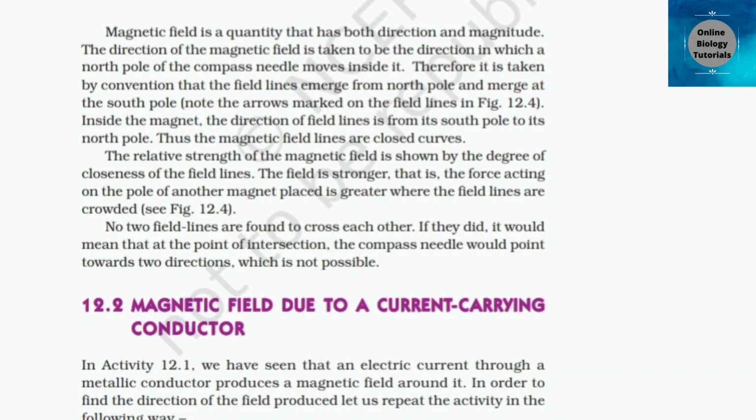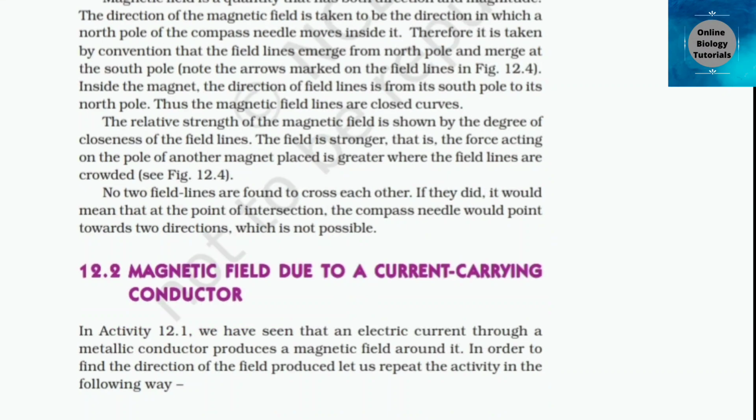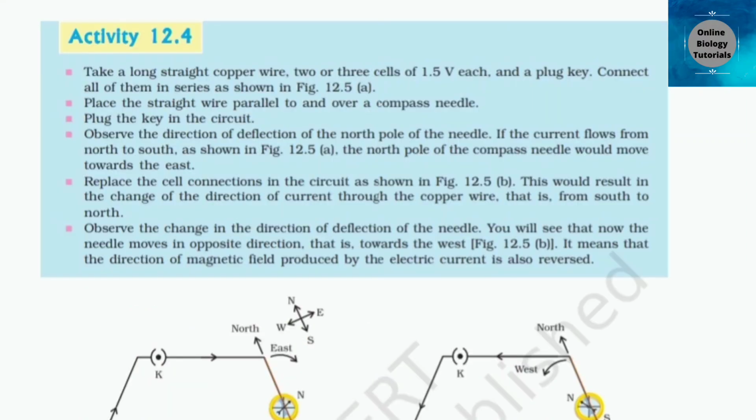12.2 Magnetic field due to a current-carrying conductor. In Activity 12.1, we have seen that an electric current through a metallic conductor produces a magnetic field around it. In order to find the direction of the field produced, let us repeat the activity in the following way. Activity 12.4. Take a long straight copper wire, 2 or 3 cells of 1.5 V each, and a plug key. Connect all of them in series as shown in Figure 12.5a.